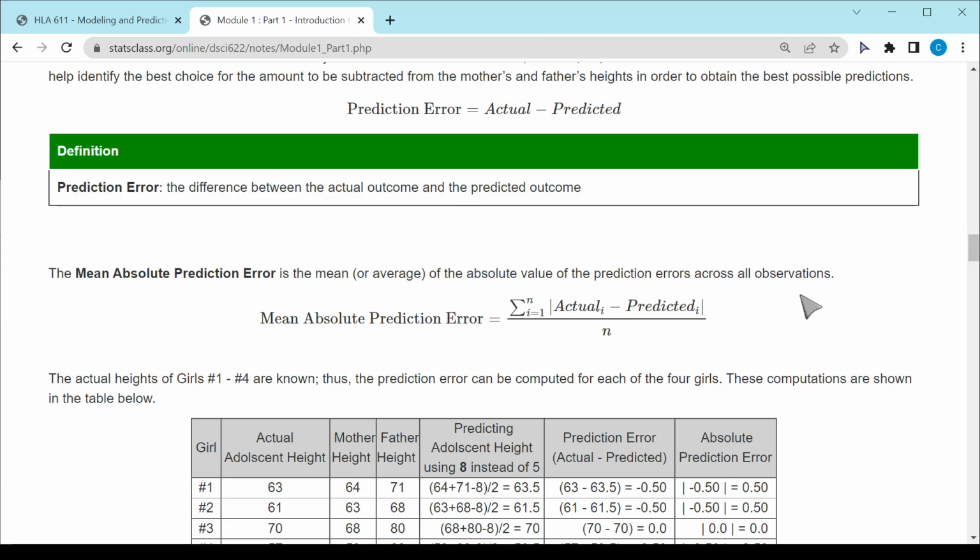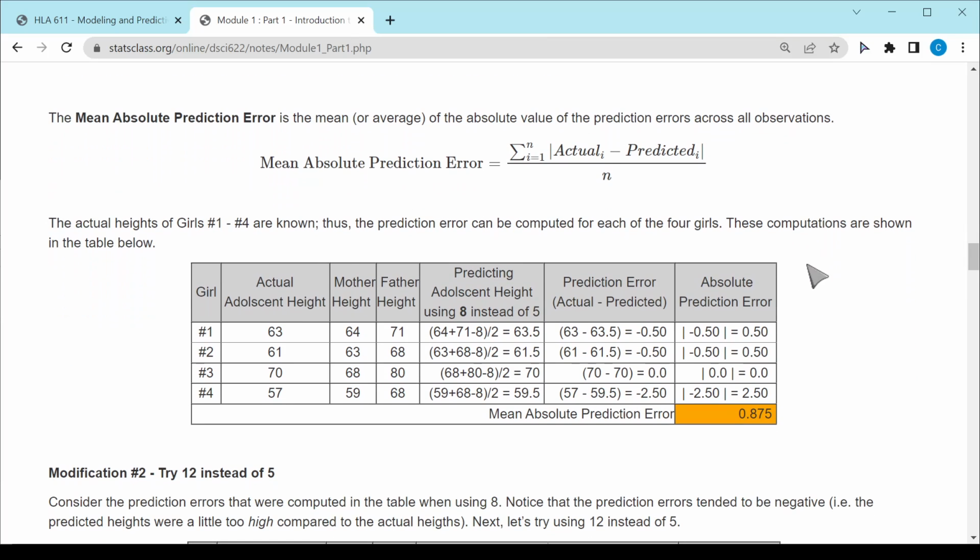So what I'm going to do is look at how much error I have for each of these girls. I'm going to take the absolute value of that quantity, and then I'm just going to compute the mean of those. And this is one of the metrics that is commonly used to measure prediction error. It's called the mean absolute prediction error, or MAPE.